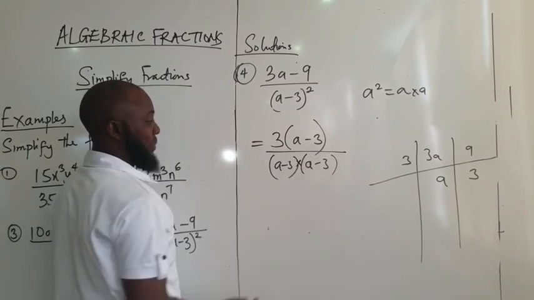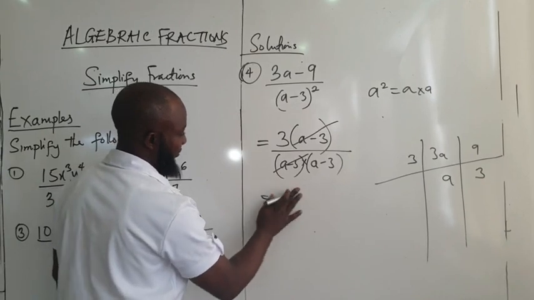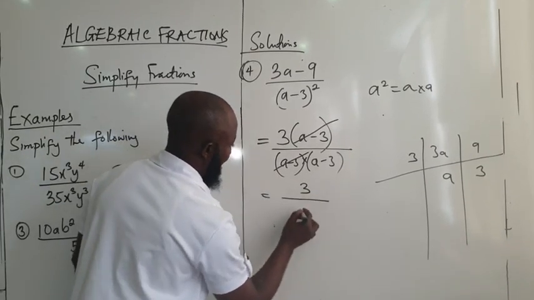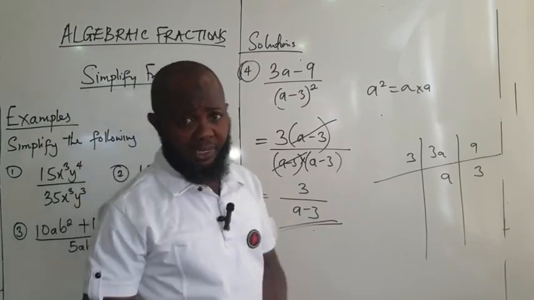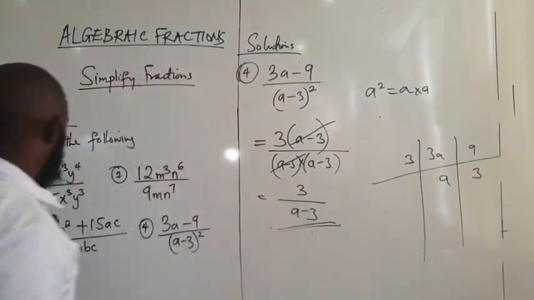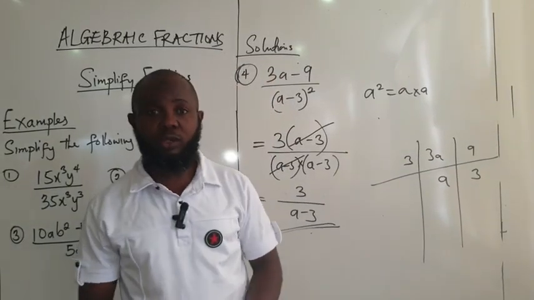So the same thing we have done. This one means we are multiplying this. So this, we cancel this. So we then have 3 divided by a minus 3. So that is that on this. I hope this is very clear. So that is the end. We have finished everything. So that's how to simplify fractions. This is where we're going to stop in this video.